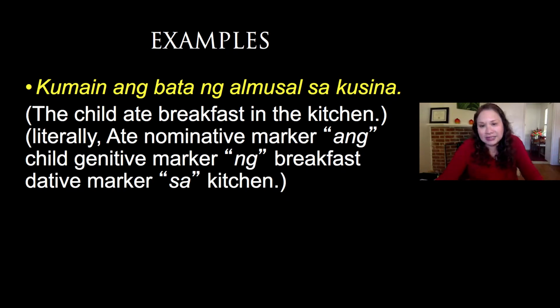Literally, you have ate. And look at ang there. Kumain ang bata. Ang there is your nominative marker. Then look, what did he eat? You have nang. That's what we call the genitive marker. Nang breakfast. And where did the child eat breakfast? Now you have sa, in the kitchen.